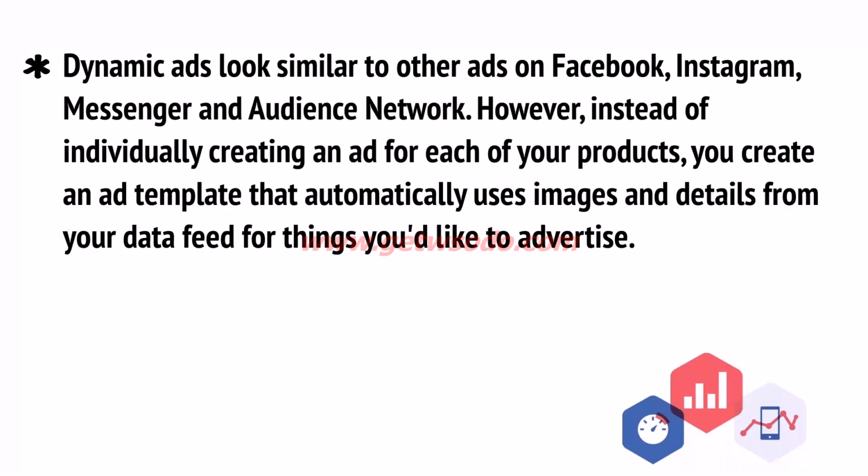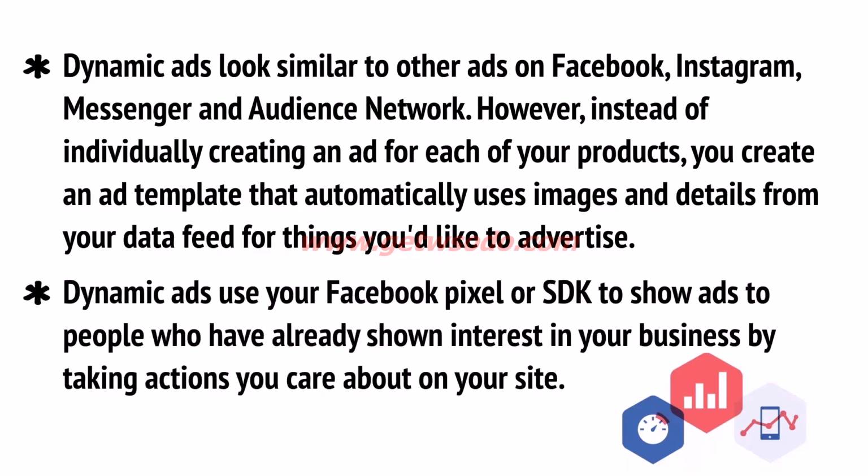So dynamic product ads, or dynamic ads, look similar to other ads on Facebook, Instagram, Messenger, and Audience Network. Those are the placements where this ad unit will show up. Instead of creating an individual ad for each of your products like you would normally do with an image or a video, you create an ad template that automatically uses images and details from a data feed for products that you'd like to advertise. I'm going to show you this, but I want you to have this written down when you go to set it up.